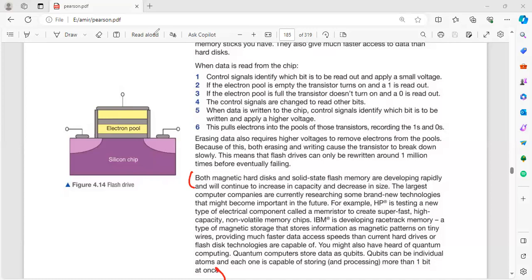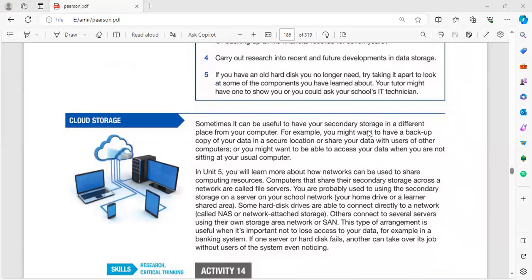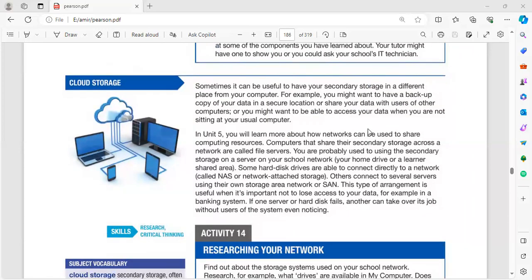Okay, so have you understood? Any problem? Yes, sir. No, sir. So what else we have? Cloud storage. Okay, just finish this one. So you know that, okay? Cloud storage. Do you have any idea? Yes, sir. The cloud storage.